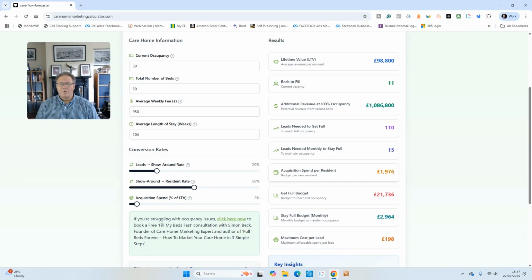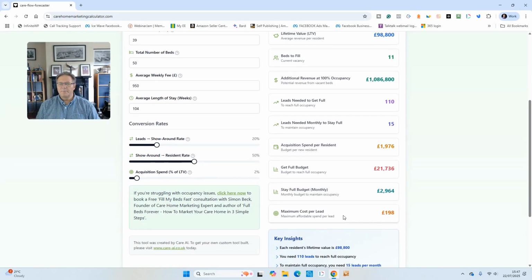And then that also changes the amount of budget that you need to set aside. So this is your get full budget. This is the amount of money that you need to put into your marketing budget to get full in the first place. And then your stay full budget is the amount that you would need to allocate per month once you're full, just to account for the attrition, the natural attrition that you have.